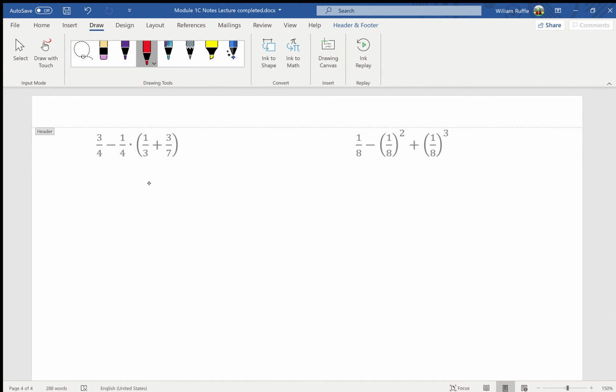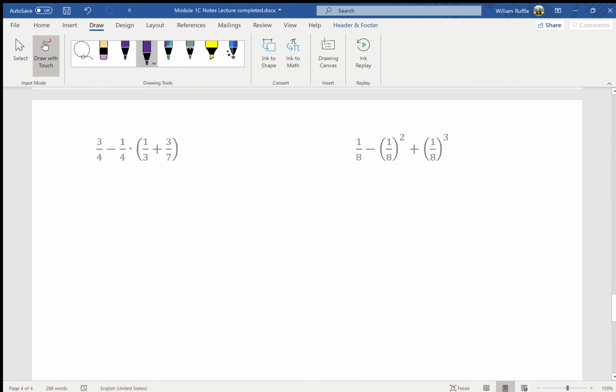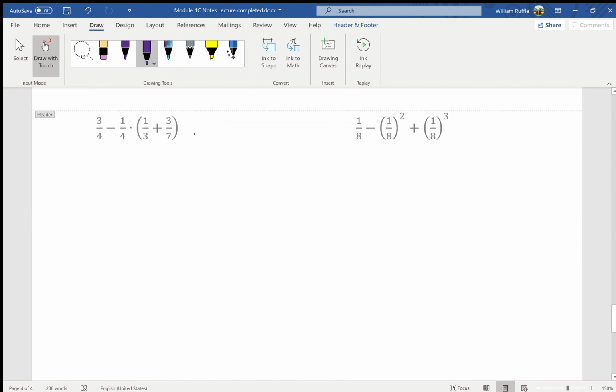Where's my pen popping up there? My pen won't go away. Sorry about that. My pen stopped working for a moment there.